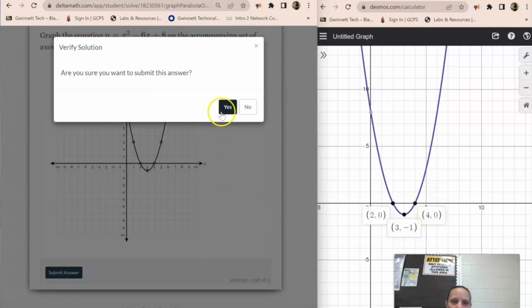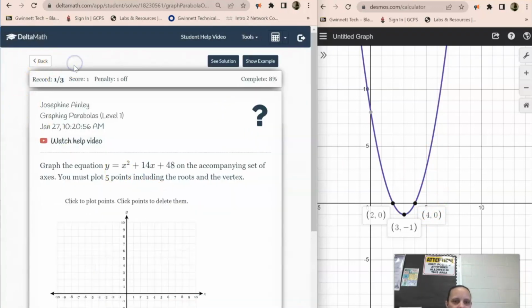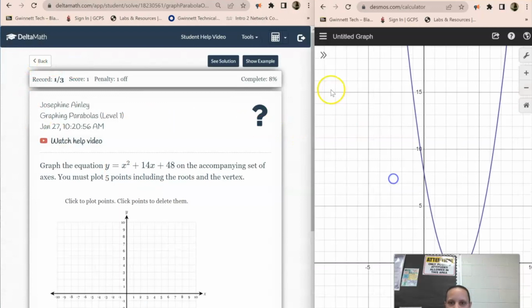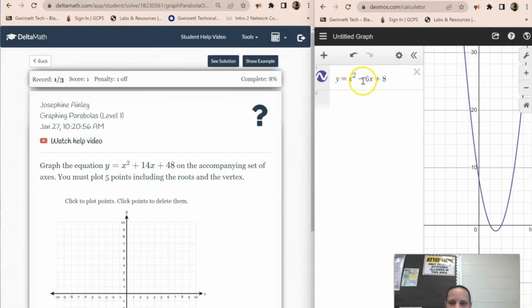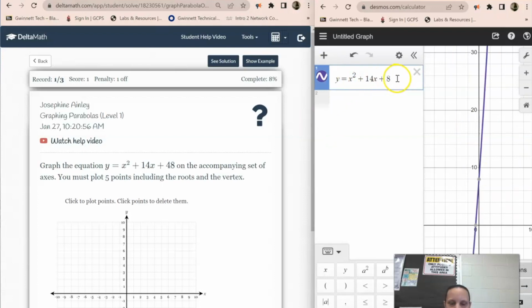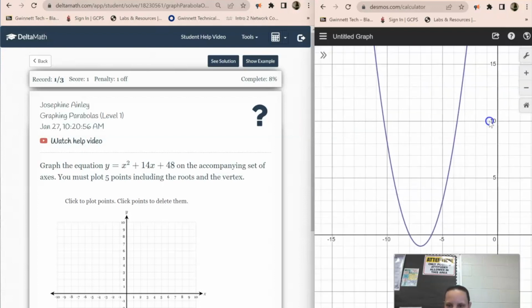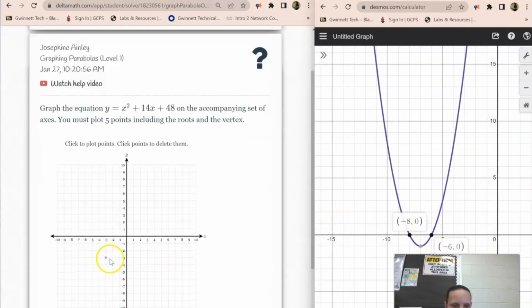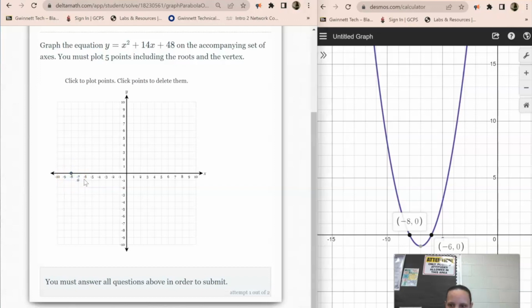Okay. All right, I'll do one more because that one was actually really similar to the last one. Let's do this one where the vertex is crazy. So x squared plus 14x plus 48. All right, I'm going to arrow that out, bring it so I can see it. Where are my roots? Right there. So -8, 0, -6, 0, and -7, -1.